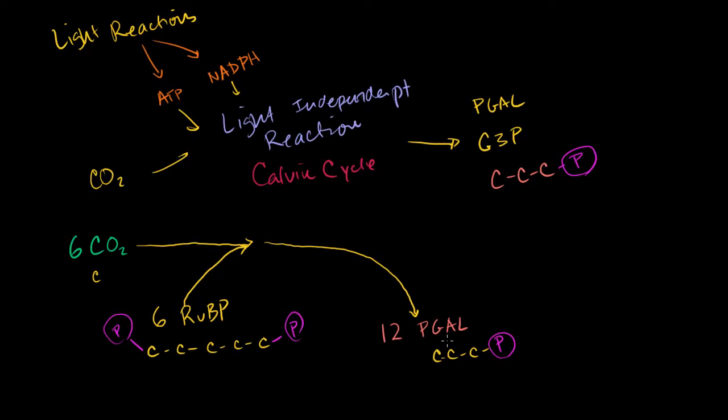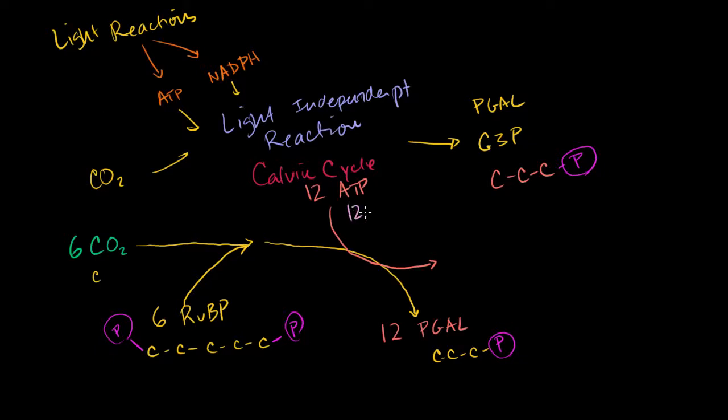Now, the bonds or the electrons in this molecule are in a higher energy state than the electrons in this molecule. So we have to add energy in order for this reaction to happen. This won't happen spontaneously. And the energy for this reaction, if we use the numbers 6 and 6 here, is going to come from 12 ATPs. So you could imagine 2 ATPs for every carbon and every ribulose biphosphate, and 12 NADHs.